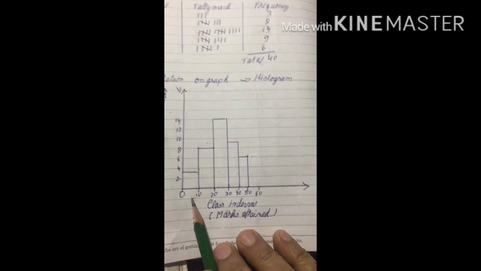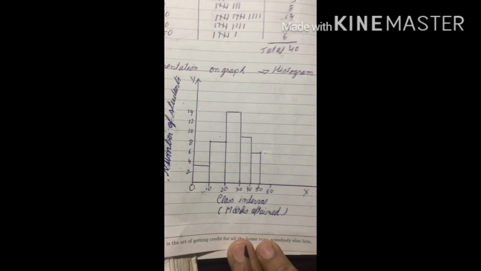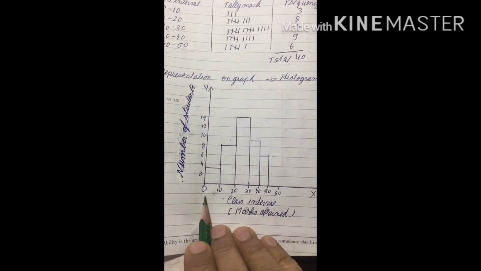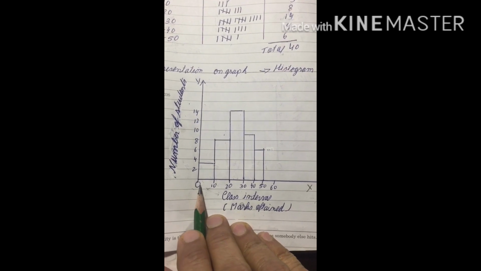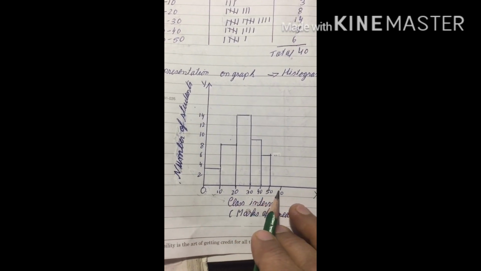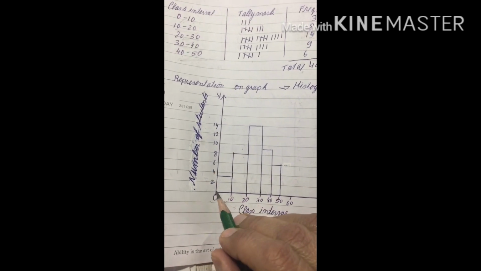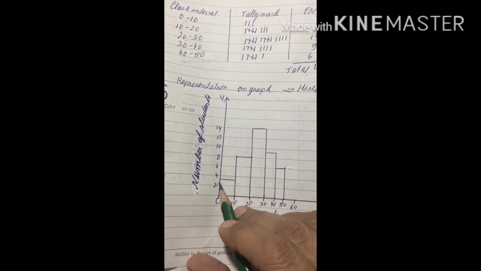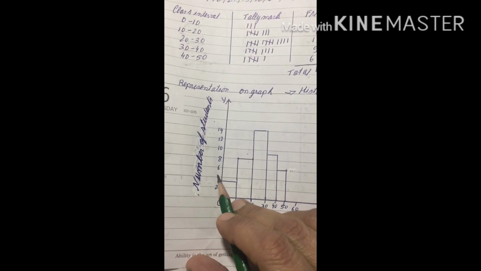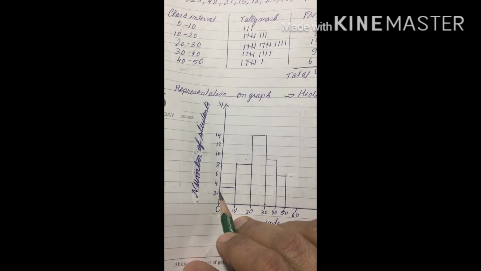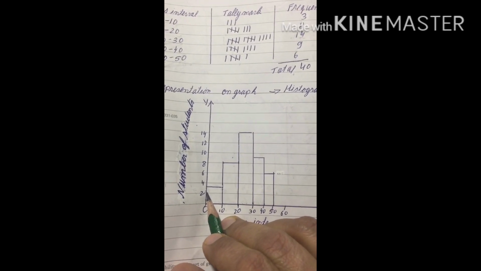Now on histogram also the things are same. First you will have to draw OX axis. Then you will have to draw OY axis. Then on OX axis you will have to write the class intervals. It is starting from 0, 10, 20, 30, 40, 50, 60, and on OY I am writing the number of students. That is, I am taking 2 squares and I am writing here 2, 4, 6, 8, 10 like this. Means 1 square is equal to 2 students. This is the scale. Is it clear?